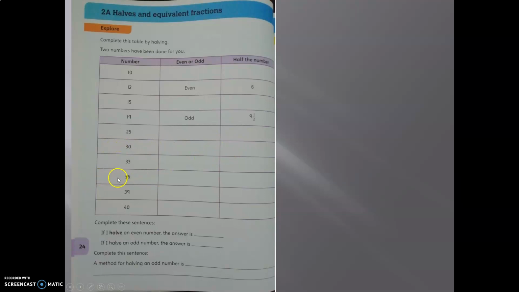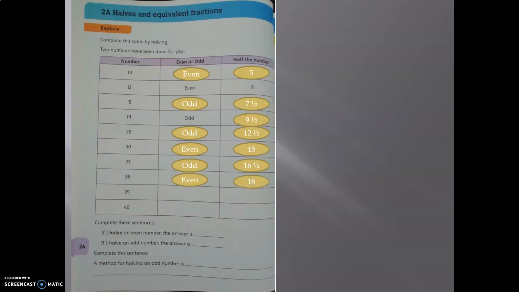The half of 36. Okay, I know that the half of 30 was 15. And the half of 6 is 3. So 15 and 3 is 18. So in this case, the half of 36 is 18. Let us see the answers. Sorry, the half of 36 is, yes, 18.